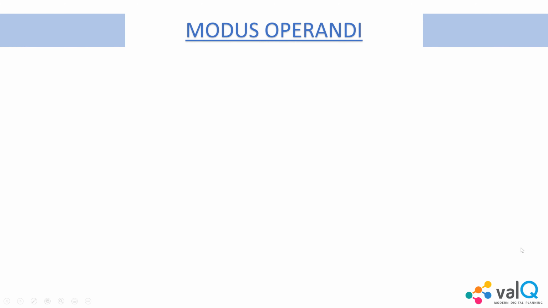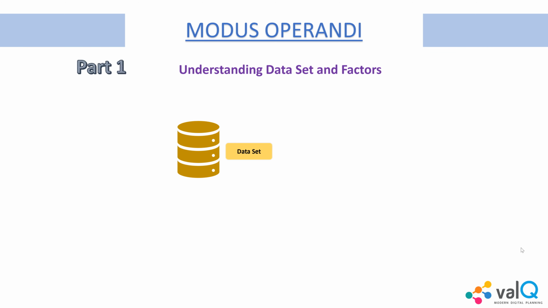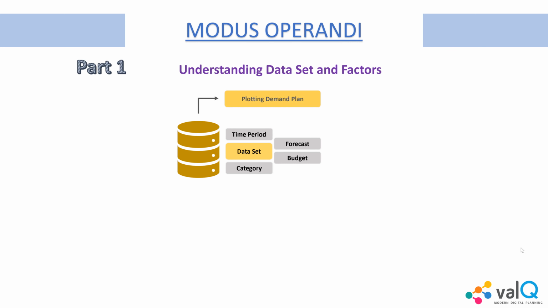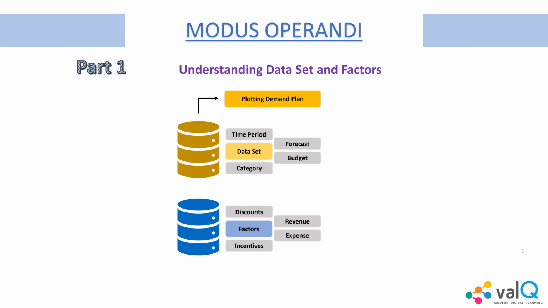We will be spreading the modus operandi in 3 parts of the video. So in this first part, we will understand the data set and factors. Our data set will have time period in quarters and product category, which will bring the forecast and budget. It will be used for plotting demand plan. And we've just understood the factors of revenue and expenses that will be brought in along with the data in the form of discounts and incentives for supporting the simulation.